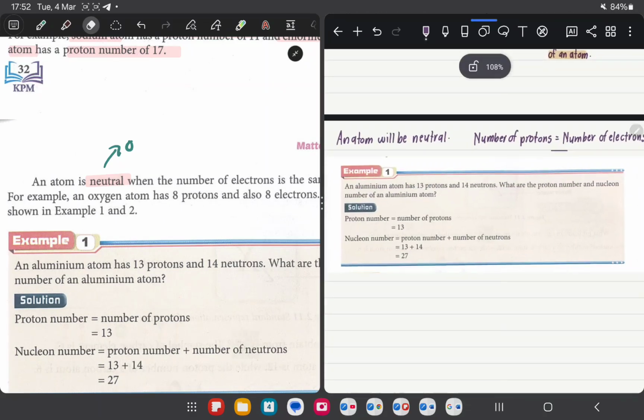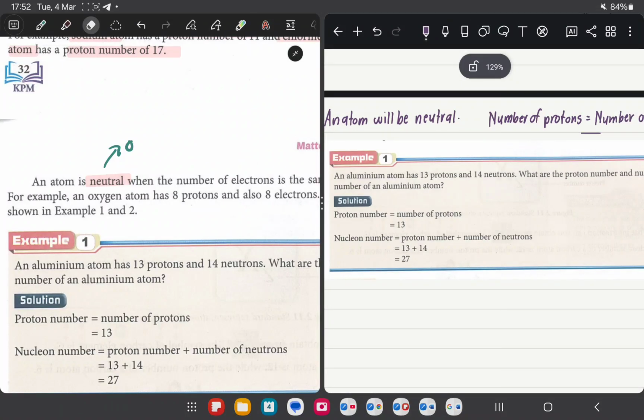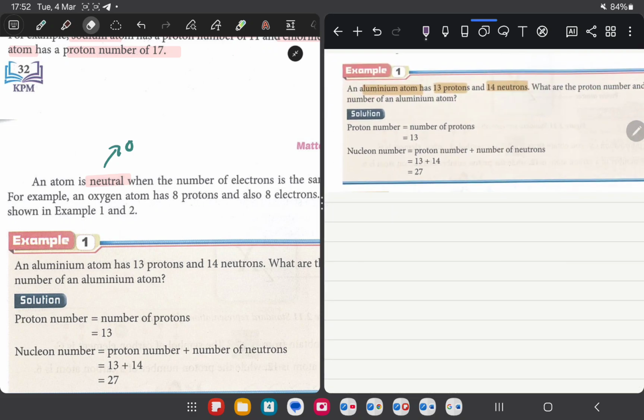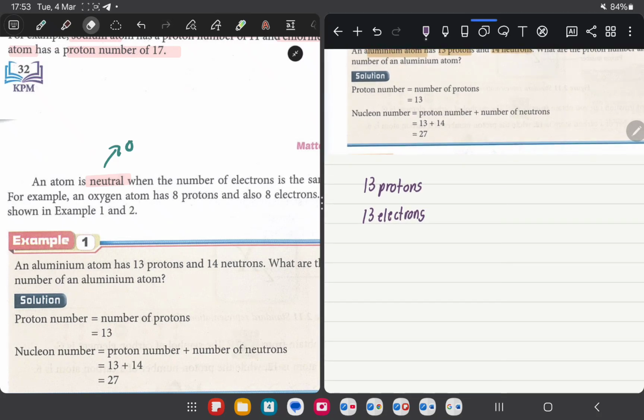Let's read this first example. An aluminium atom has 13 protons and 14 neutrons. You see, they say aluminium atom. Highlight the substance, aluminium atom. Whenever they say atom, proton and electron are the same. So they have 13 protons from what you read. How many electrons do they have? Yes, 13 electrons. Very good. And how many neutrons do they have? 14 neutrons. How do I know? They already state it in the question itself.